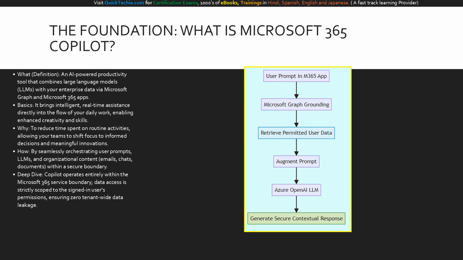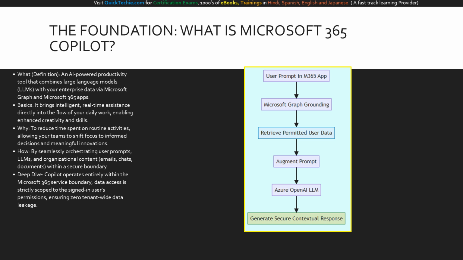Now, let's deep dive into security, which is a common concern for leaders. Copilot operates strictly inside your Microsoft 365 service boundary. It only ever accesses data that the signed-in user already has permission to view. Your enterprise data is never used to train foundational models, ensuring absolute compliance and security.